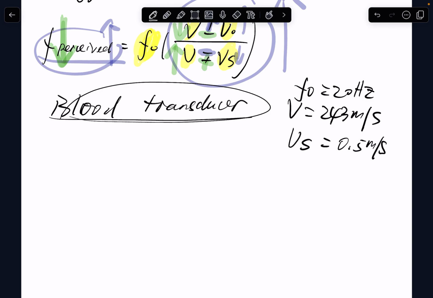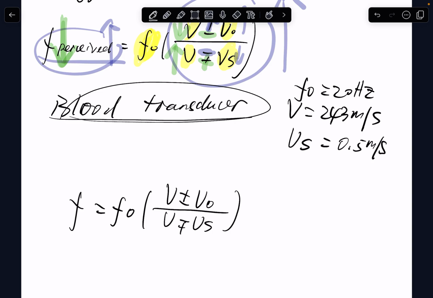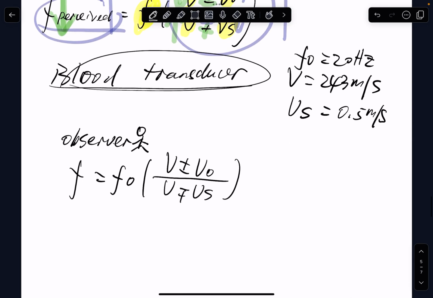And then you're like, oh my gosh, that's a challenging question. There are a couple of things you need to sort out, right? So you know that it's asking you to use the equation, F equals F0, times V plus or minus VO, over V minus or plus VS, right? You know this is the equation that you need to use, but you're like, okay, which number do I plug in where, right? So you have to think about it. So the transducer, the machine, is sensing the perceived frequency, right? So in this case, the observer is the transducer, right?